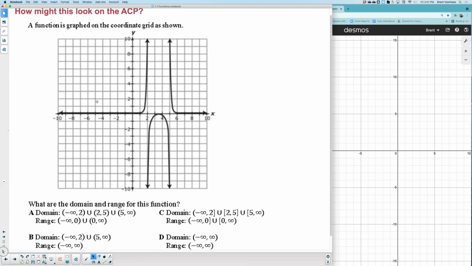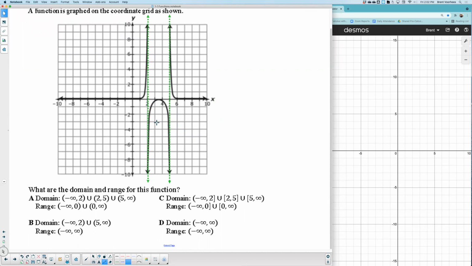So the domain, remember, that would be looking at the x values. And as I look across, I see that there is a break. There's 3 pieces here, which means there are 2 breaks. There's a break occurring in between these 2 pieces, which appears to me to be at 2. So let me insert that in. And there's another break occurring at 5. So at 2 and 5, you have a break in the domain.